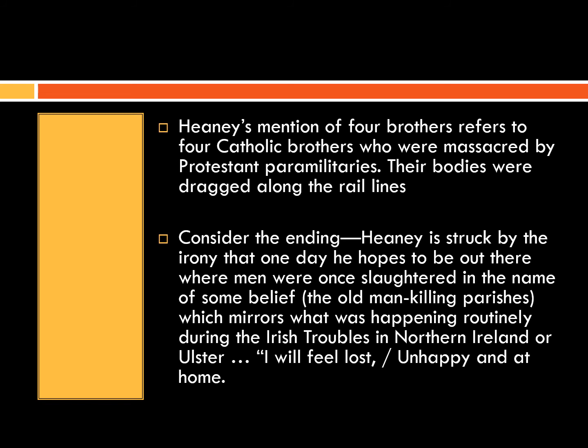Their bodies were dragged along the rail lines. So if you consider the ending of this poem, Heaney is struck by his own irony that one day he hopes to be out there in Denmark, where he wants to view the Tollund Man, where men were once slaughtered in the name of a belief. And he calls this the old man killing parishes, which really mirrors what was happening routinely during the Irish Troubles in Northern Ireland, sometimes called Ulster.